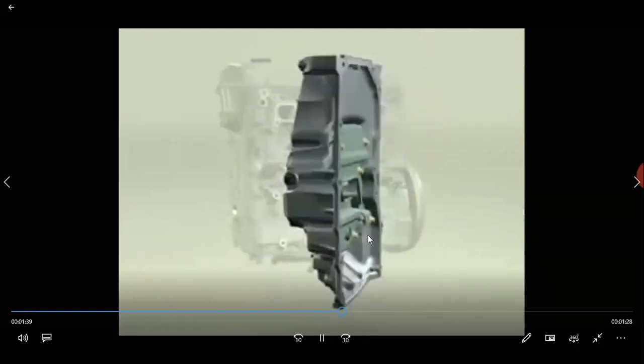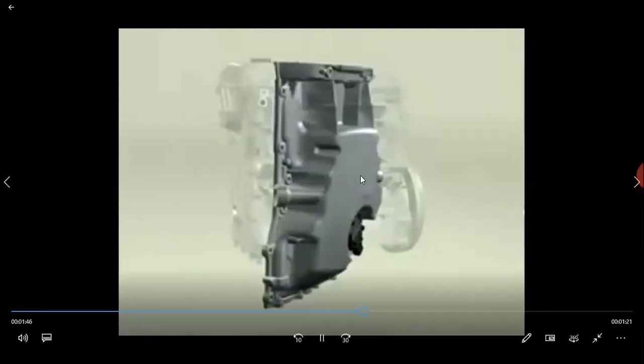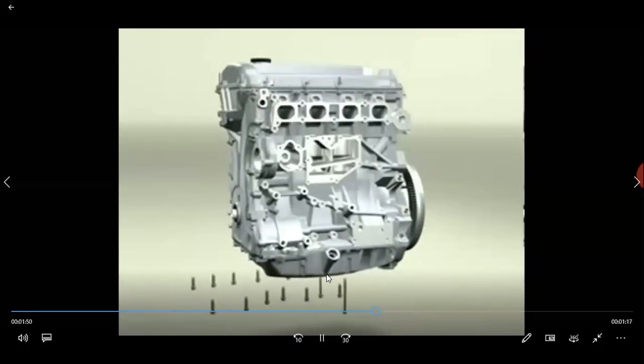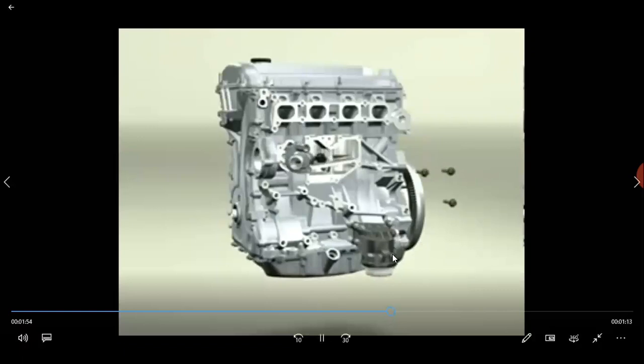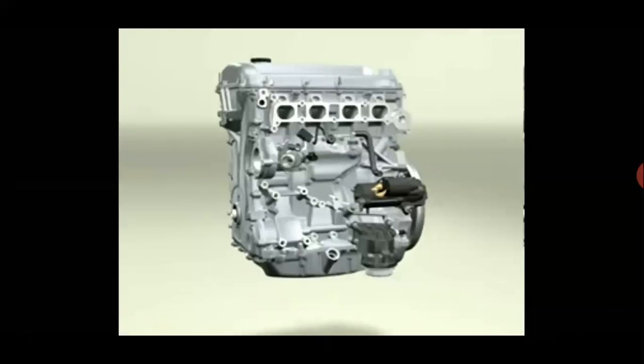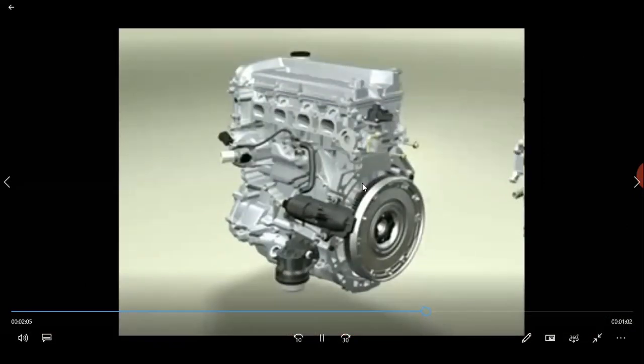This is the oil sump which is fitted to the bottom of the engine. Sensors are put in this. The oil is collected here, and then it is pumped up to the engine. So this cycle is also going on. These are the filters, sensors, starter motors, and the other sensors which are fitted here. This is another thing, filters and all.